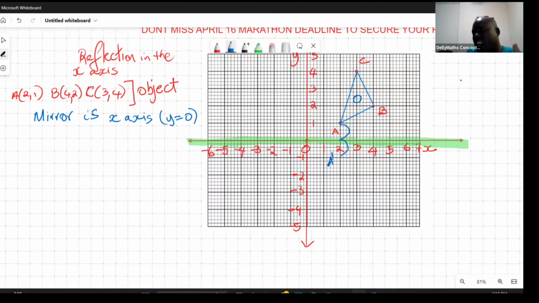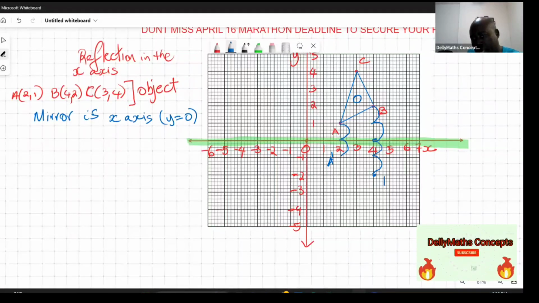Let's check how many units do we have B on top of the x-axis. Check it. 1, 2. So it will be 2 units away from the x-axis. So it's going to fall 2 units below it. 1, 2. So B is going to fall right here. We could call this B prime.